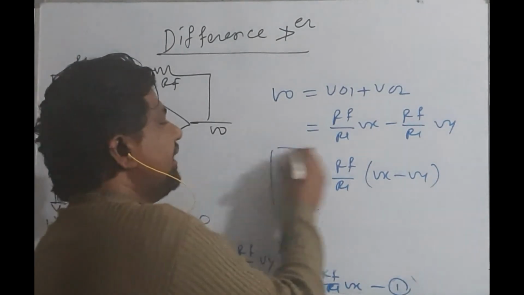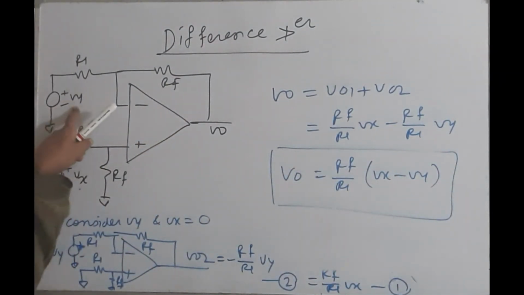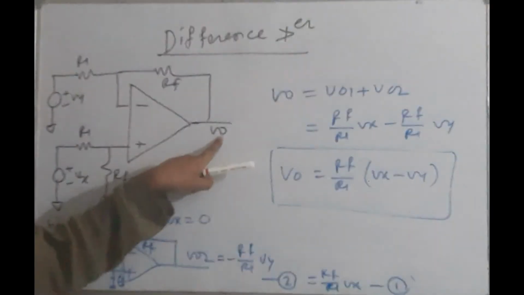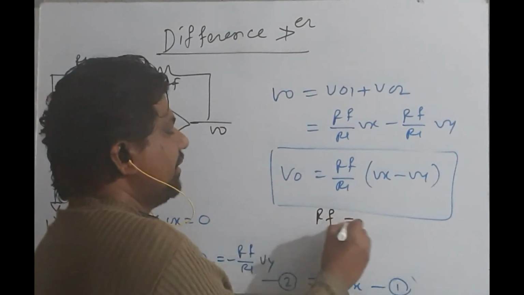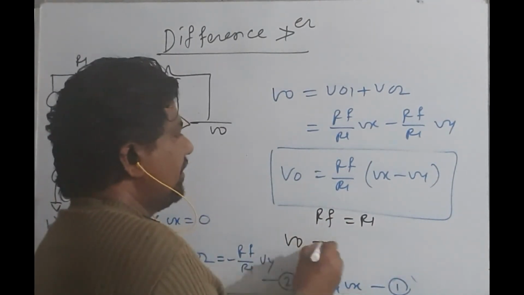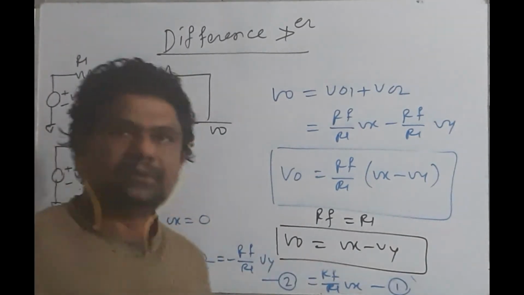If we wish to get this potential as 5 volts and this potential as 3 volts, so 5 minus 3, a 2 volt potential difference. If I wish to get that, then Rf should be equal to R1. So V0 is equal to Vx minus Vy. So this will become a difference amplifier, right?